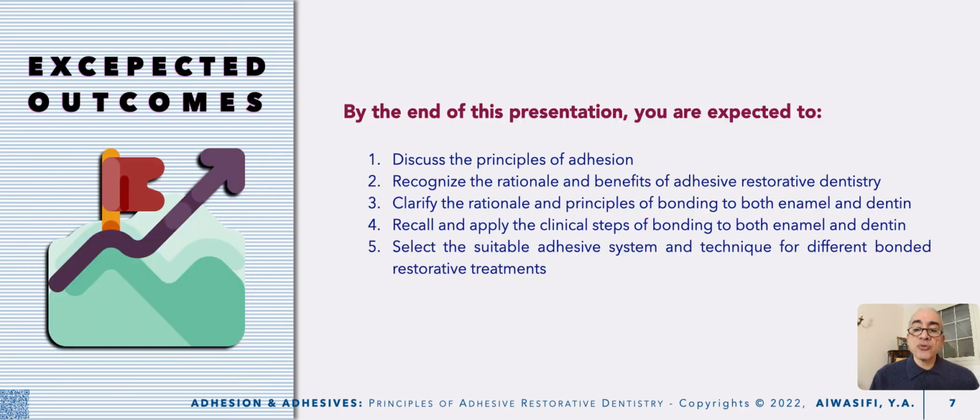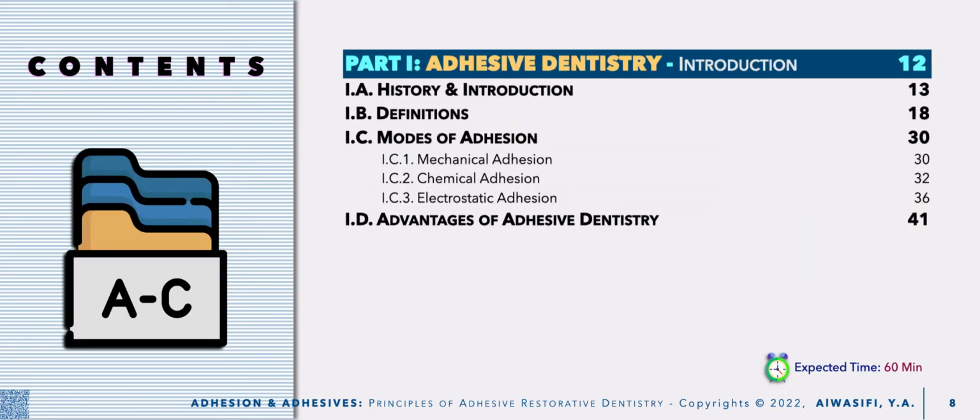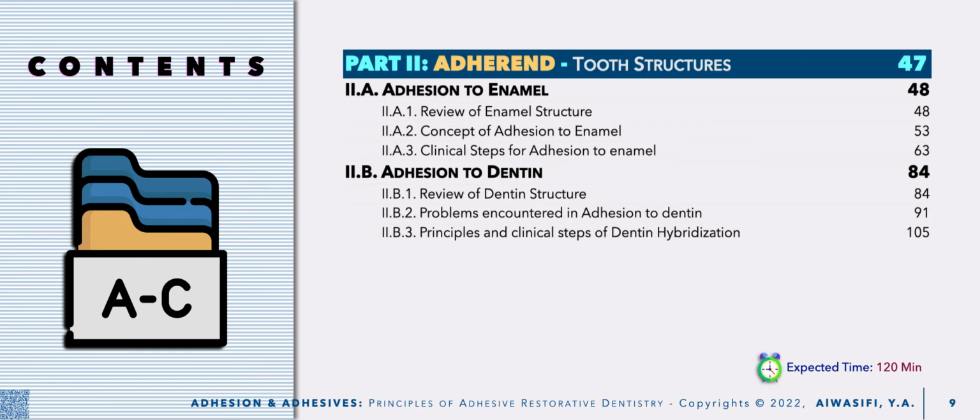Today, we are still focusing on clarifying the rationale and the principles of bonding to both enamel and dentin. In the first episode, we discussed already the principles of adhesion in general, the modes of adhesion, and the advantages of introducing adhesion in restorative dentistry. Also, in episode 2, we started to discuss the adherent surfaces, which are the tooth structures or the substrate for adhesion, including enamel and dentin structures of the cavity preparation.